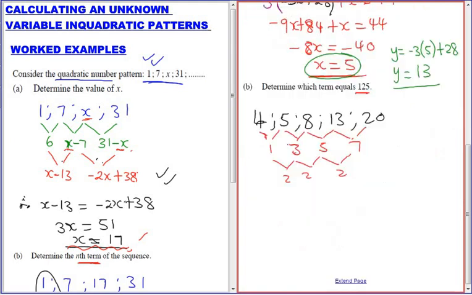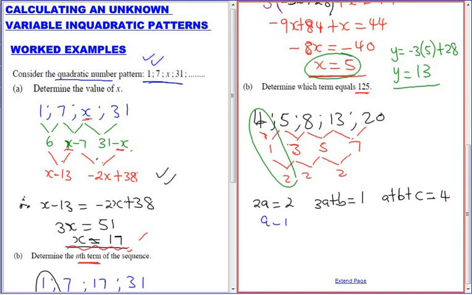So since our second differences are constant, we know exactly how to get the general term. You use these 3 like I have indicated. So 2a is equal to that, and then 3a plus b is going to be equal to 1, and then a plus b plus c is going to be equal to 4, like that. So let's get to everything that we need or that we've got here. Our a value is 1.